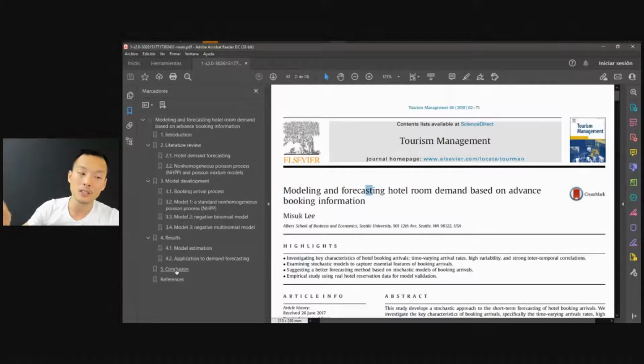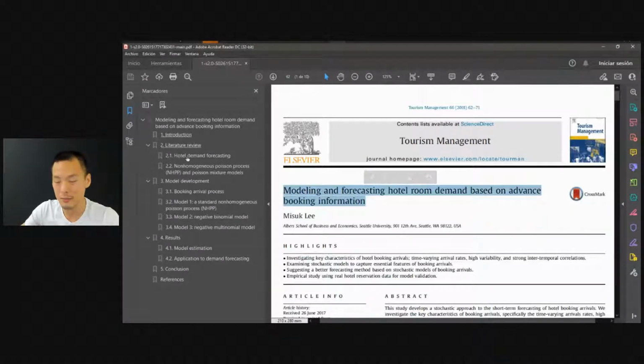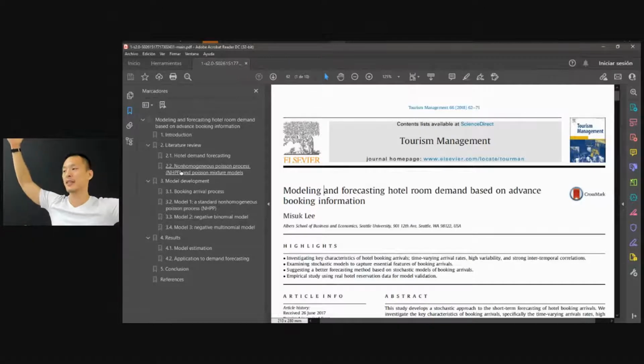So just from the structure alone, if you ask me what this paper is about, notice that I have only read the title and the table of contents, basically. If you ask me, hey, Tanwa, what is this paper about? I can bullshit my way out of it. I can say, this paper is trying to come up with a new model to predict hotel booking information using what is called a negative multinomial model that is more accurate than the NHPP model that people have been using in the past. A 3-minute thesis right there. I won. That's just from the structure.